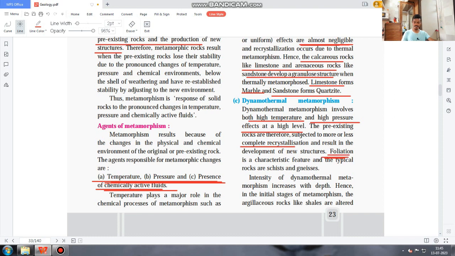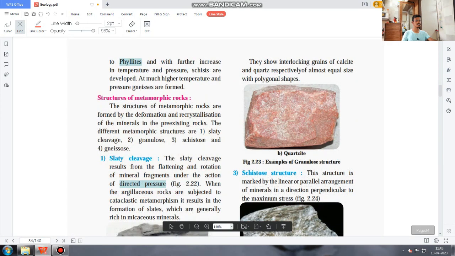Intensity of the dynamothermal increases with depth. Hence argillaceous rocks, shales, are altered to phyllites, which on further increase in temperature, schists are developed. First argillaceous rocks are converted to phyllites, then converted to schist.